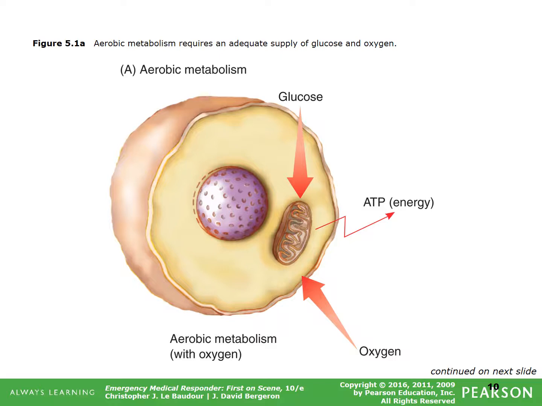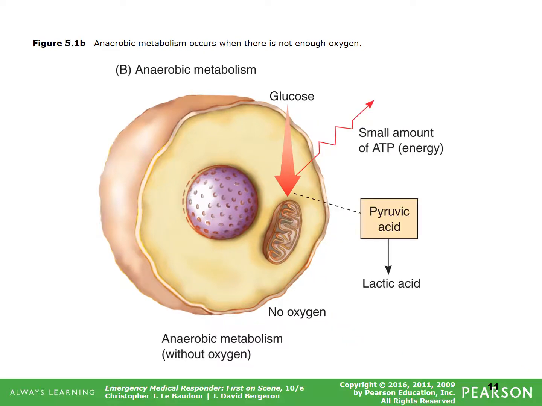In this slide, class, you can see where the aerobic metabolism requires an adequate supply of glucose and oxygen. Here is a picture of the cell when it is experiencing anaerobic metabolism, which occurs when there's not enough oxygen getting to the cell.